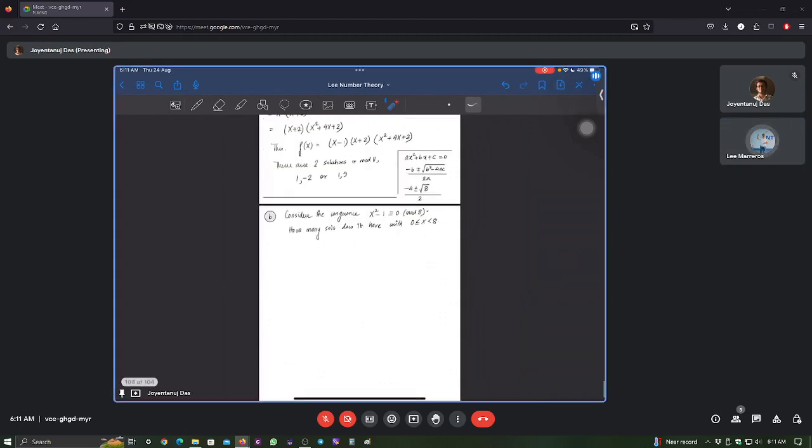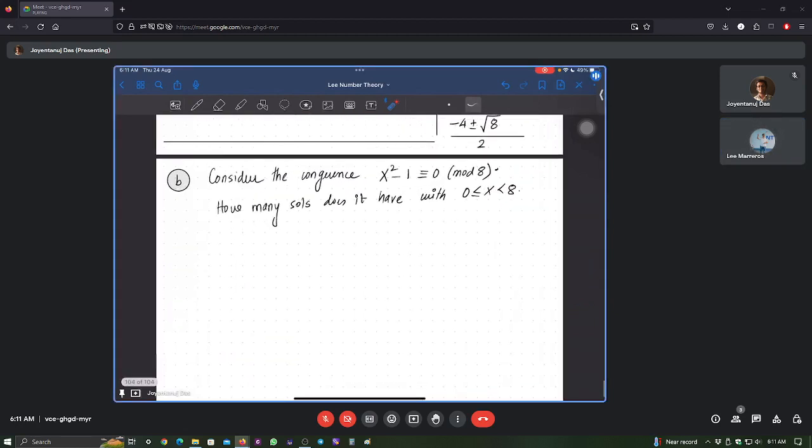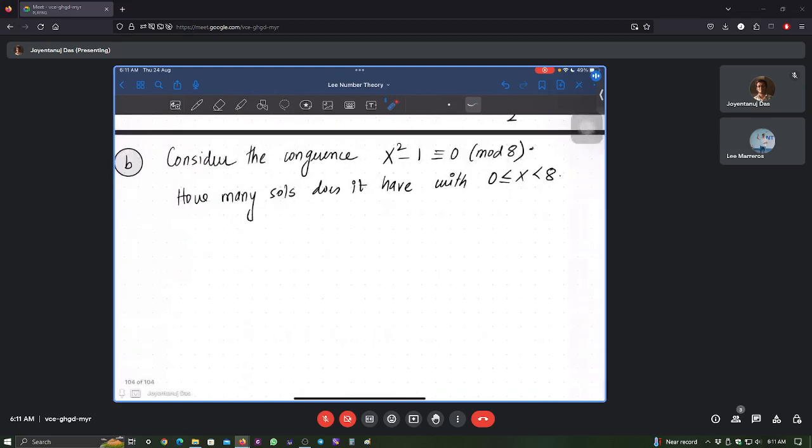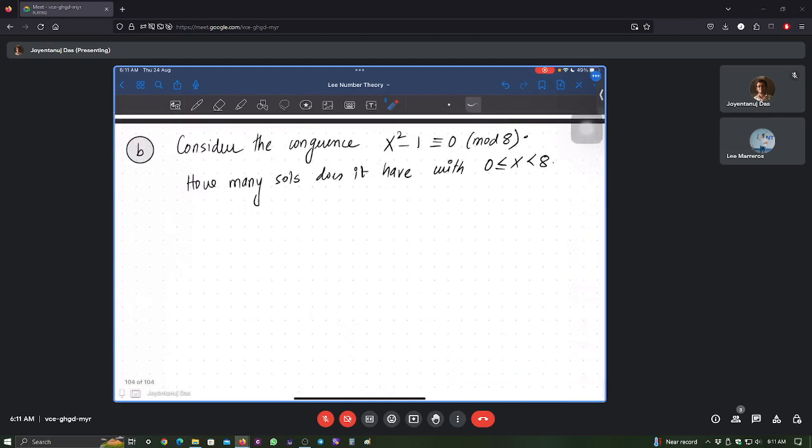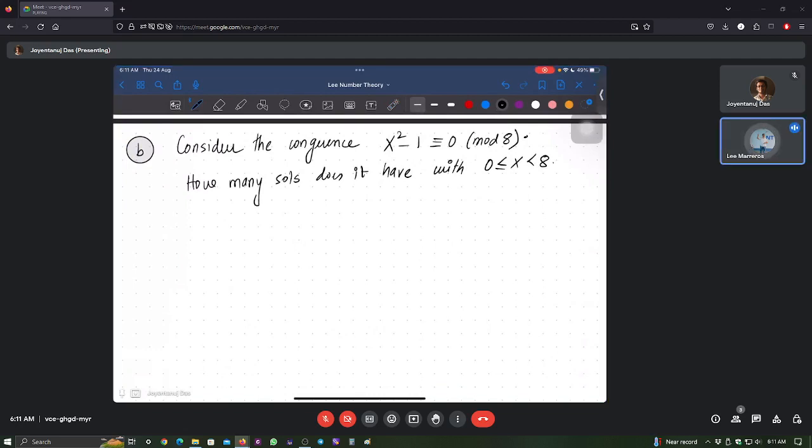Okay, now for this one, our range is from 0 to 8. So how many solutions are there? We can just factorize, right? x minus 1, x plus 1. Yes, that will be there. So actually there will be more solutions, not only those two solutions.